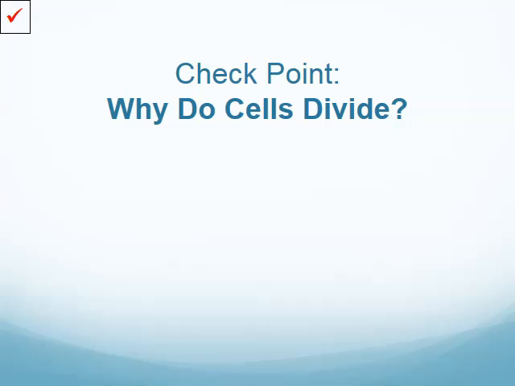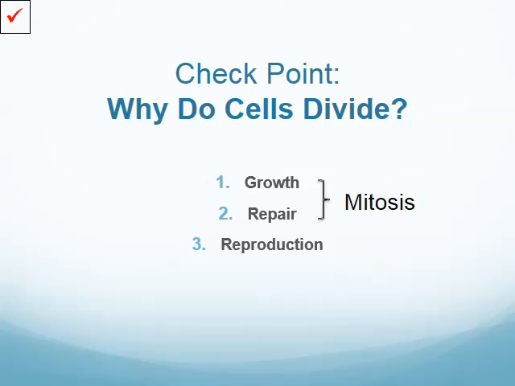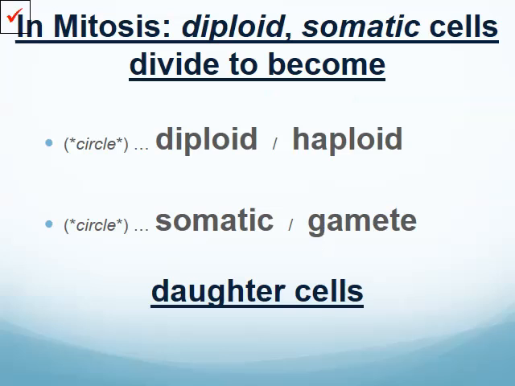So think back. Why exactly do cells divide? Take your time. Well, there's 3 reasons, remember. We have growth, repair, and reproduction. Growth and repair are primarily handled by mitosis, whereas meiosis, which we'll talk about in the next video, is responsible for the reproduction.